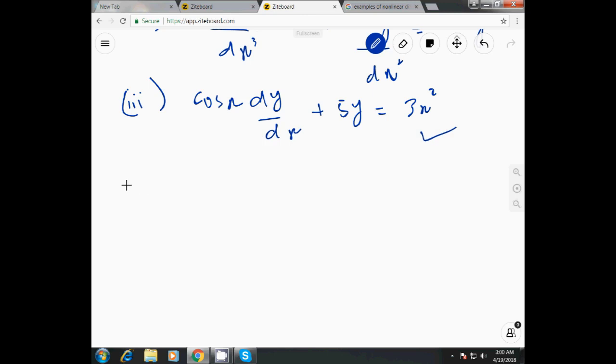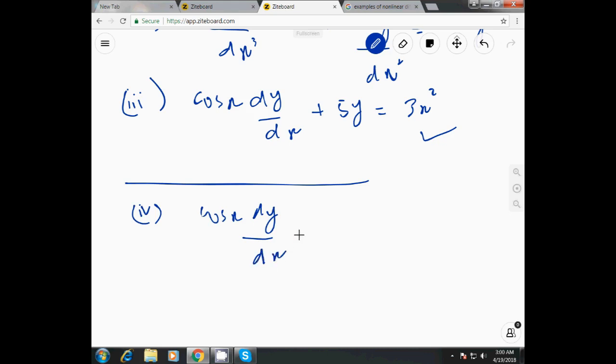So what are not linear differential equations? These are cos x dy by dx plus 5. Instead of y, if we write y square is equal to 3x square. This is not linear. What is the reason of non-linearity? It is y square. The reason of non-linearity is the non-linearity of y.